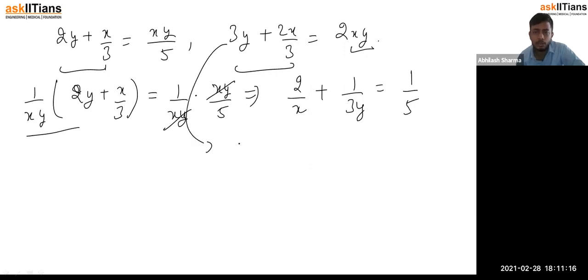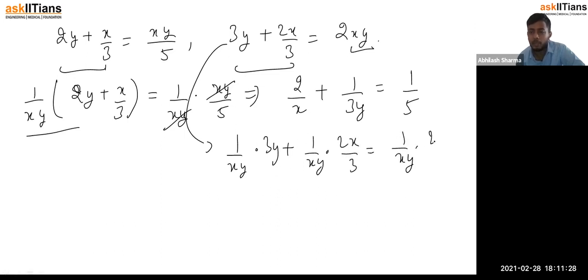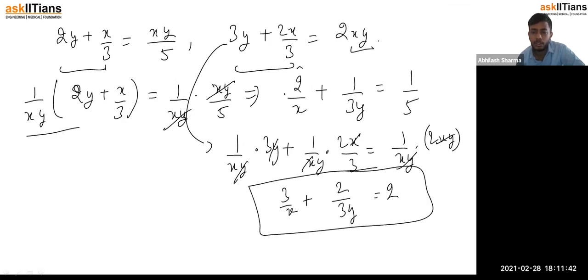Similarly, here also we do the same thing. 1 by xy, we multiply both sides. So how will it open? It will open like this, right? I hope you are understanding this point, that 1 by xy we have multiplied both the sides. Okay, so doing this, what are we getting? 2 is equal to y and y get cancelled, so 3 by x and x get cancelled, so 2 upon 3y. So these two equations we are getting.